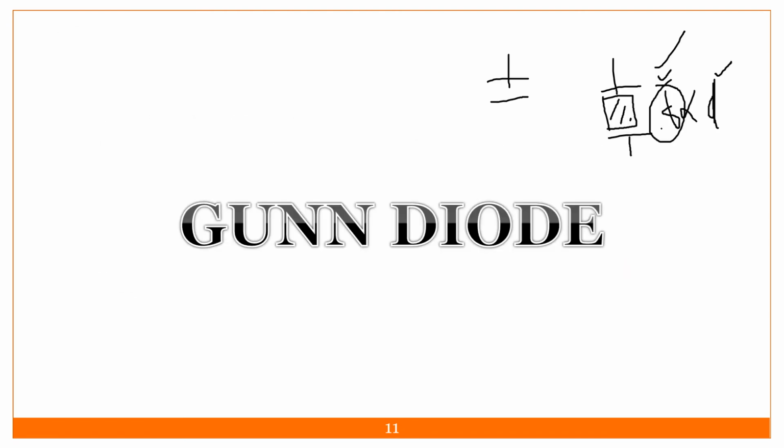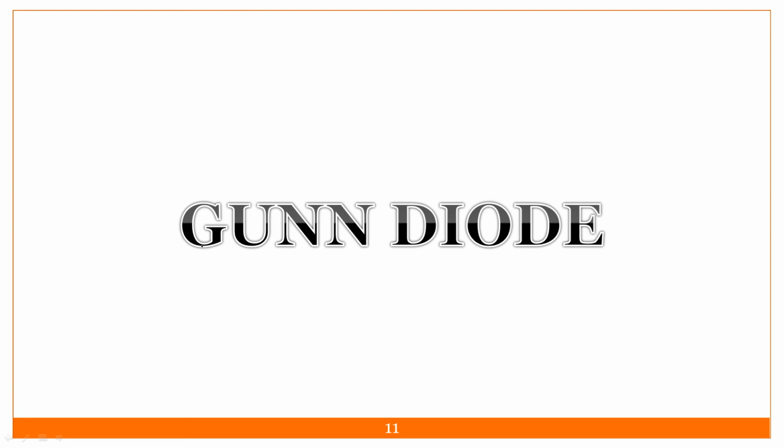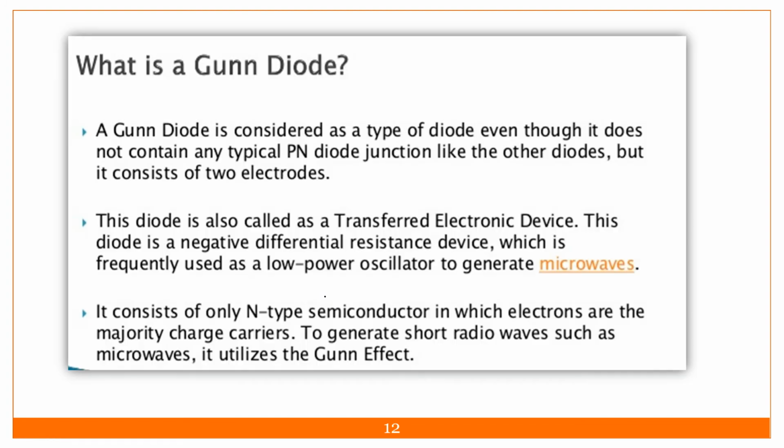In today's lecture, we will see the GUNN diode. So what exactly do we mean by GUNN diode? The GUNN diode is nothing but a transferred electronic device. The electrons are transferred over here.